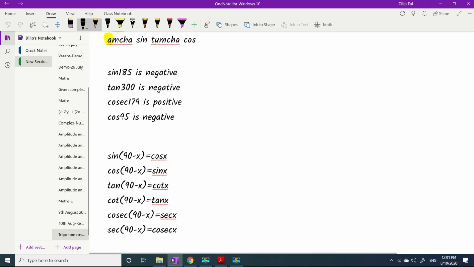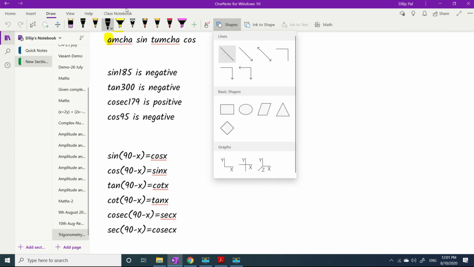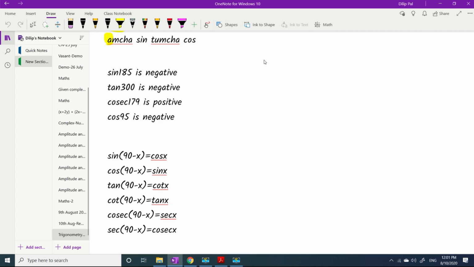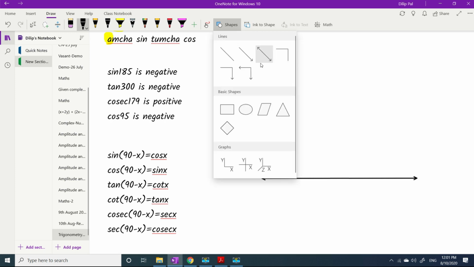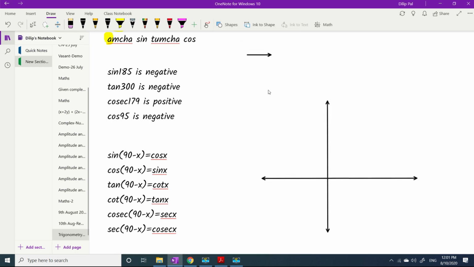First of all, because we are discussing the sign of trigonometric functions, I'm going to explain that. For example, here I have taken the x-axis and then I'm taking the y-axis. It should get increased, but it is not getting increased. I'm taking another double-headed arrow.